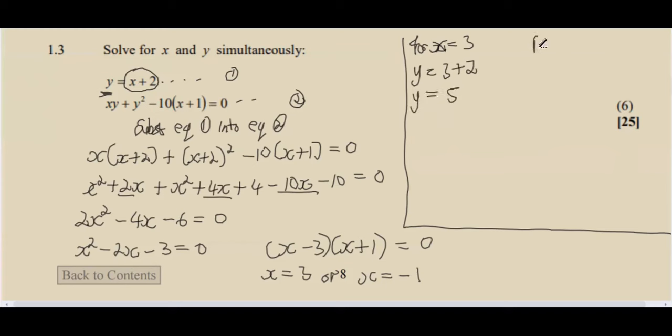And then for x is equals to negative 1, then that means you have y is equals to negative 1 plus 2. So note that in the position where I see x, I'm now substituting the values that I got. Then negative 1 plus 2, that's equals to positive 1. Now, if I were to write this in coordinate form, so 3 maps to 5, and then negative 1 maps to positive 1, right? And then just like that, you have your solutions, guys.